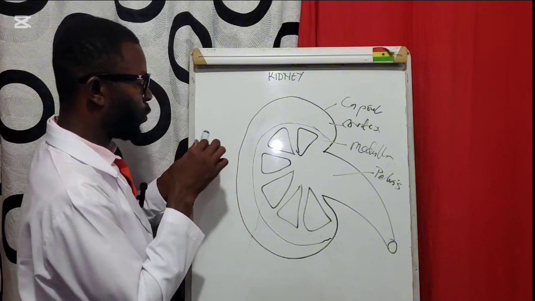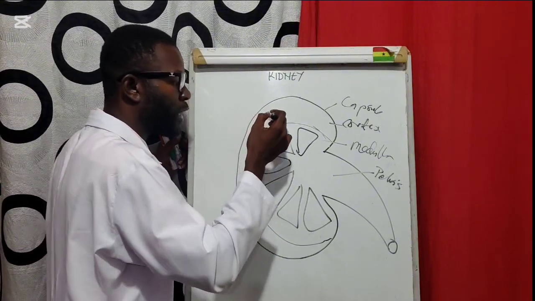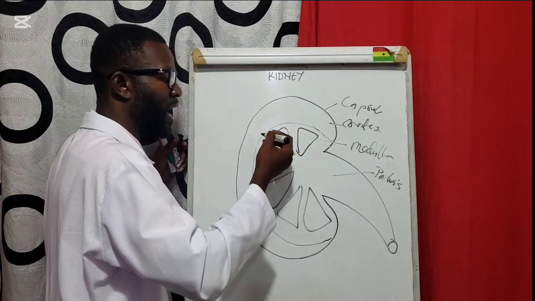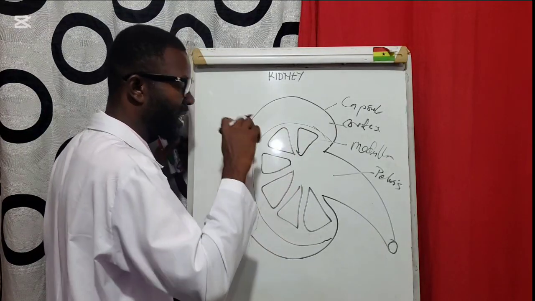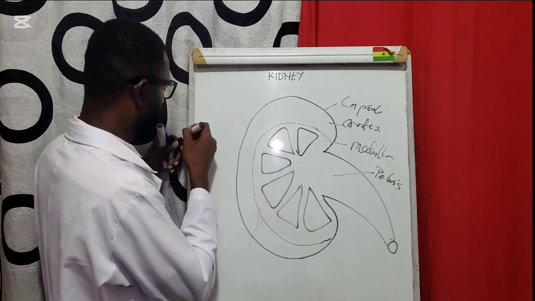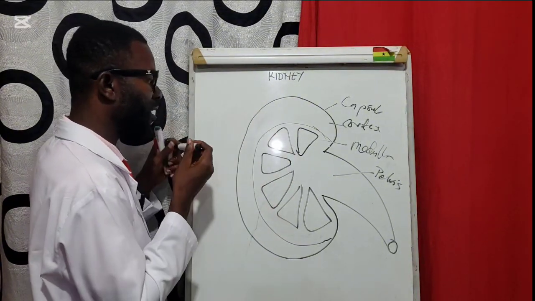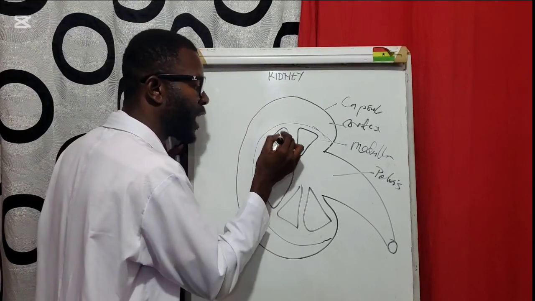So after we have collected the urine, after we have done our concentration, we have absorbed the needed ones, and remaining the urine, the waste ones, it will what? It will go down the loop of Henle, and then collecting ducts, and those things are found within this area.